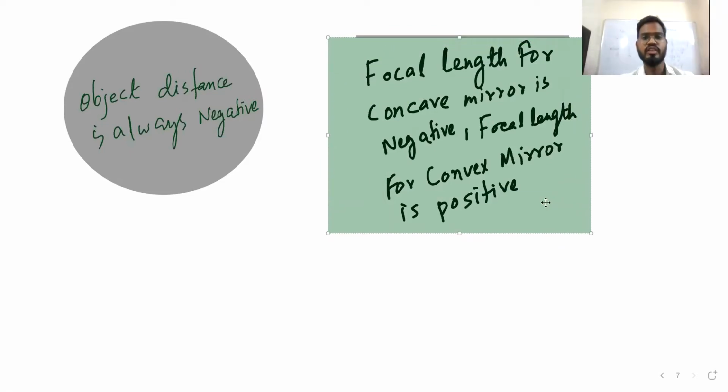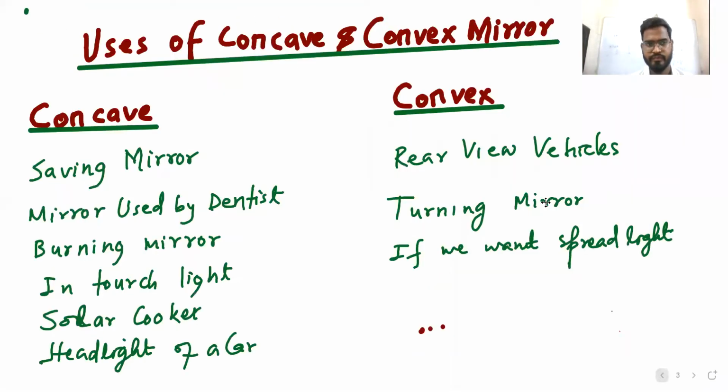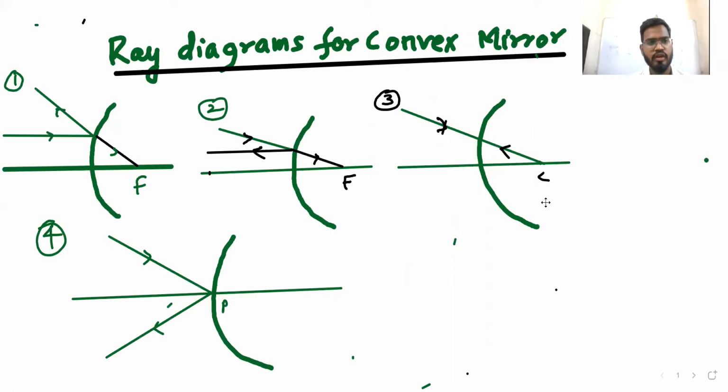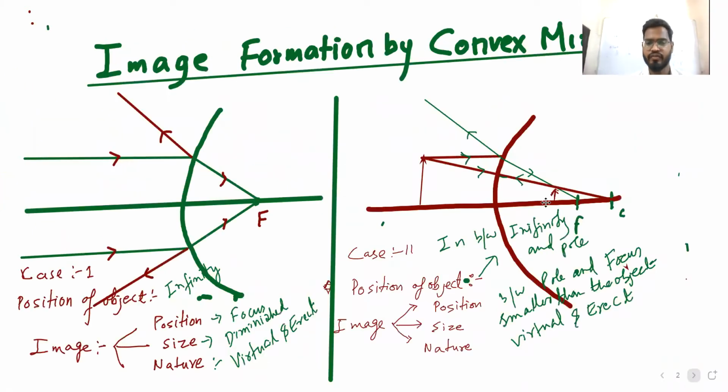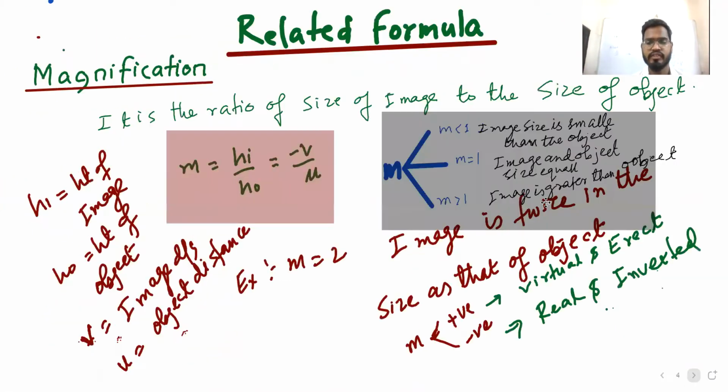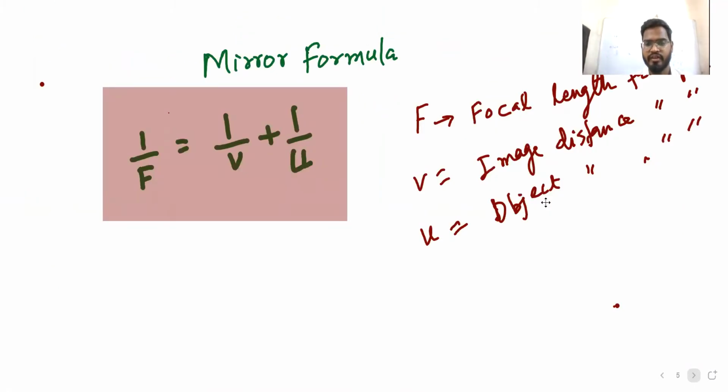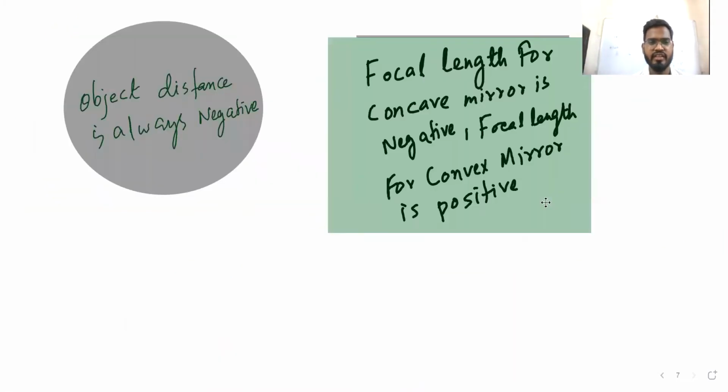So these things we should know for image formation. Till here we will do in today's class. Next class we will do numericals. So these are the things we did in today's class: ray diagram, then image formation, then uses, then magnification related things, then the mirror formula, then sign convention and the points related to it. Next class we'll see completely numericals for concave mirror and convex mirror.